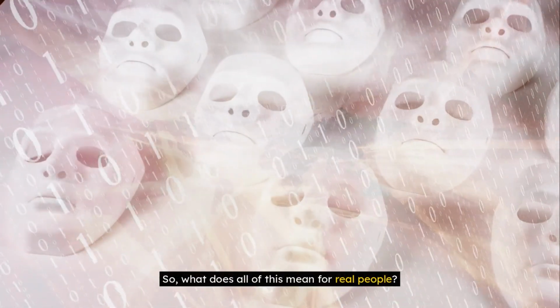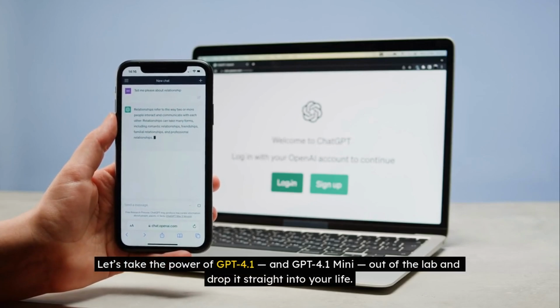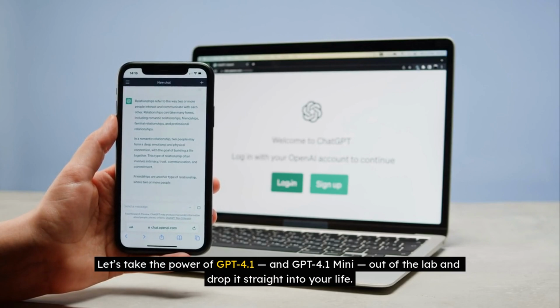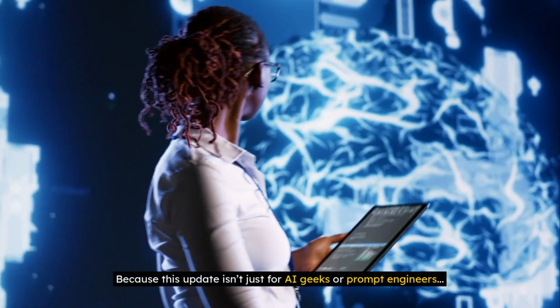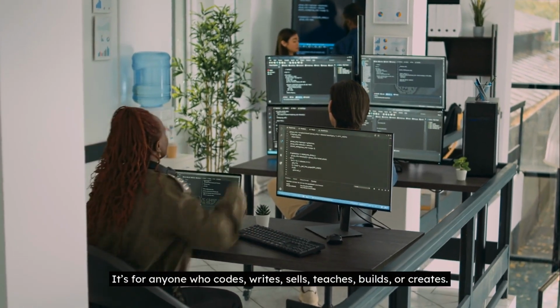So, what does all of this mean for real people? Let's take the power of GPT 4.1 and GPT 4.1 Mini out of the lab and drop it straight into your life. Because this update isn't just for AI geeks or prompt engineers. It's for anyone who codes, writes, sells, teaches, builds, or creates.